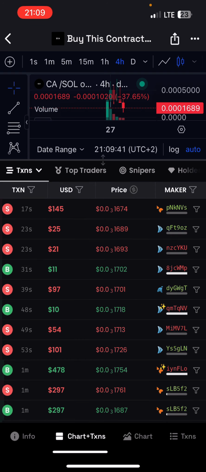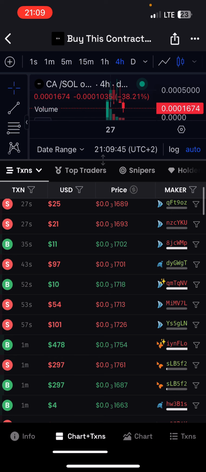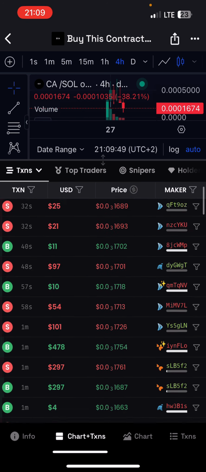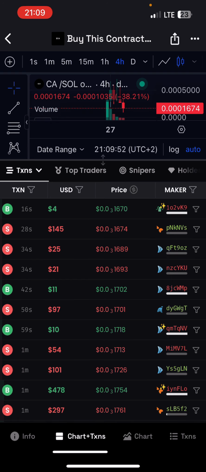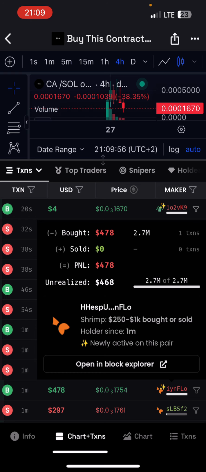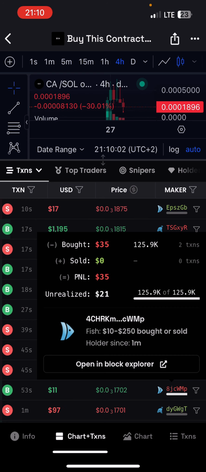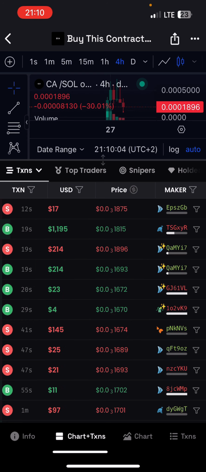15 seconds, 22 seconds, 23 seconds. These are people selling in red. Then in green, it's people that are buying. Then on the side, we have the different animals. We have whales, we have shrimps. This one is a shrimp. He bought for. Then we have all these different fish. Then there are also whales.